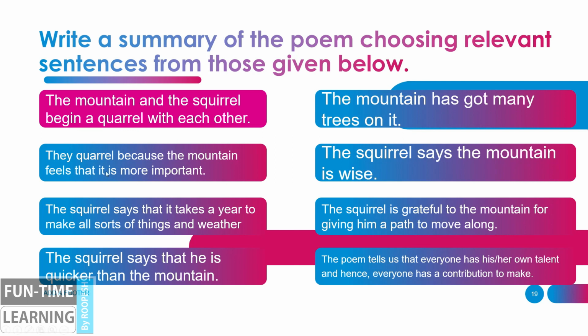And here is the second one, the one on the bottom. They quarrel because the mountain feels that it is more important. This is the second one. But not necessarily all of these sentences are in the correct order. You have to rearrange them into the correct order and form the correct sequence and write it as the summary of the poem. You have this activity in your textbook.